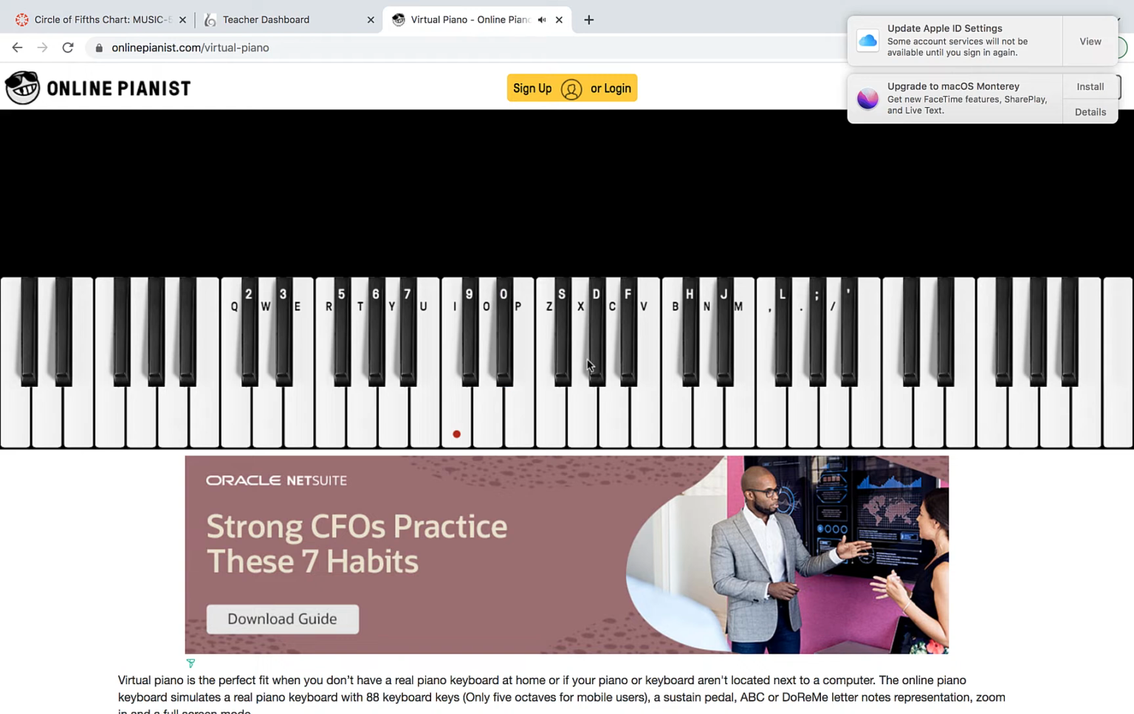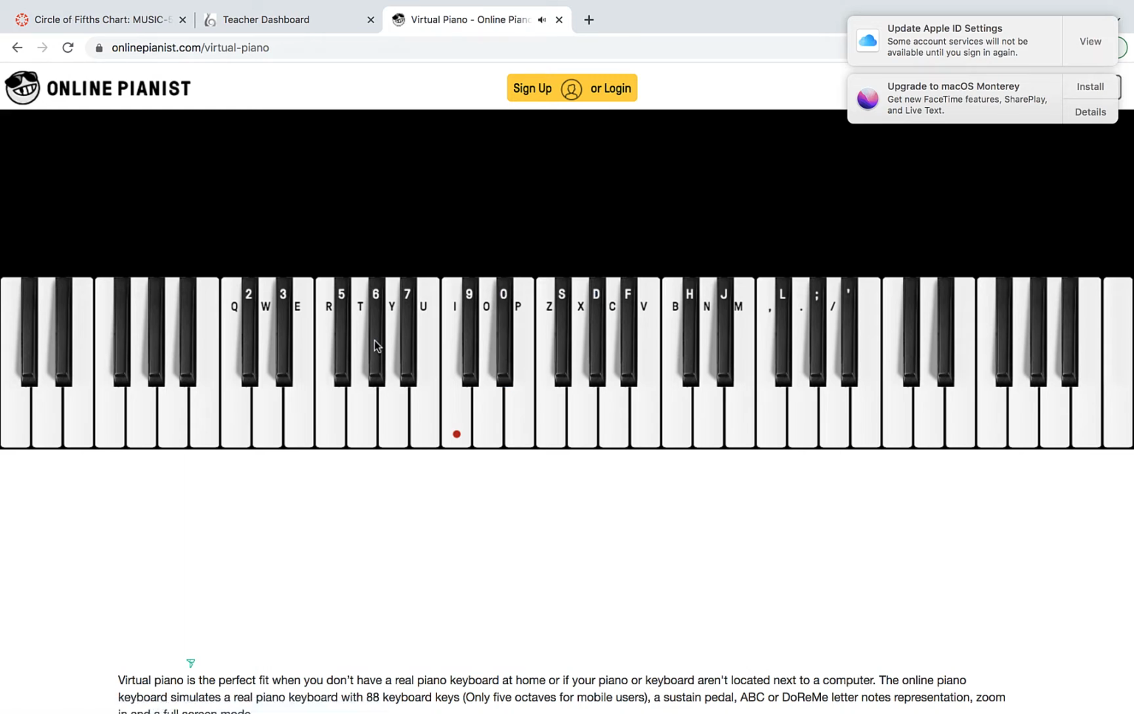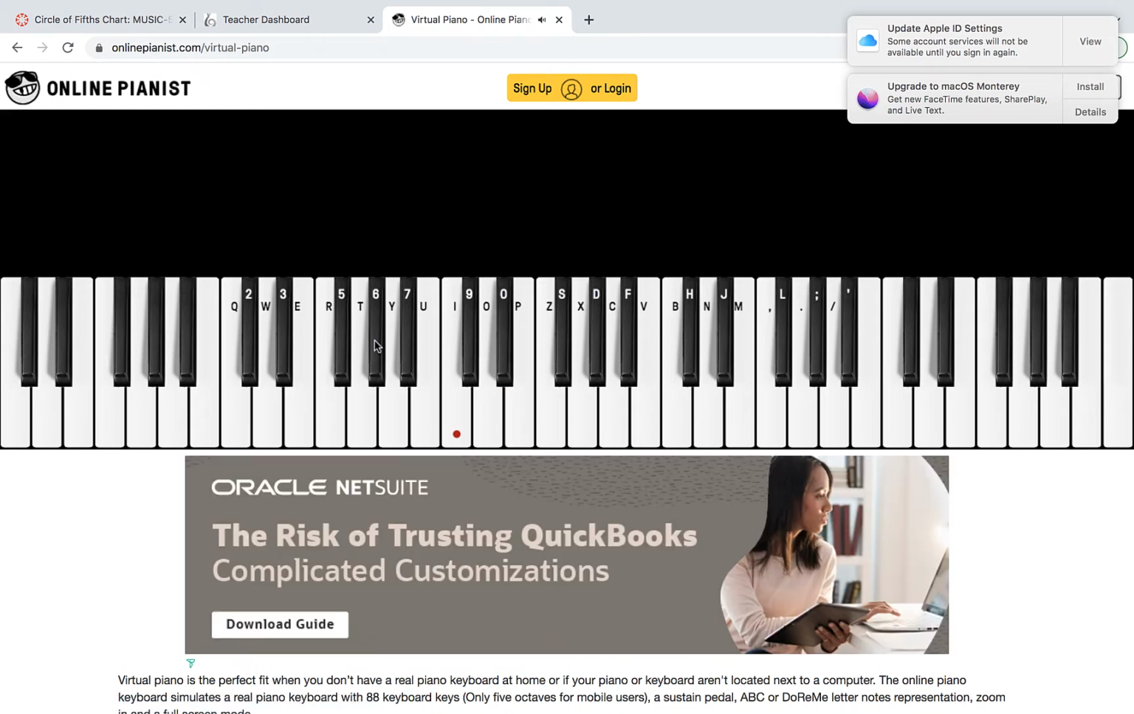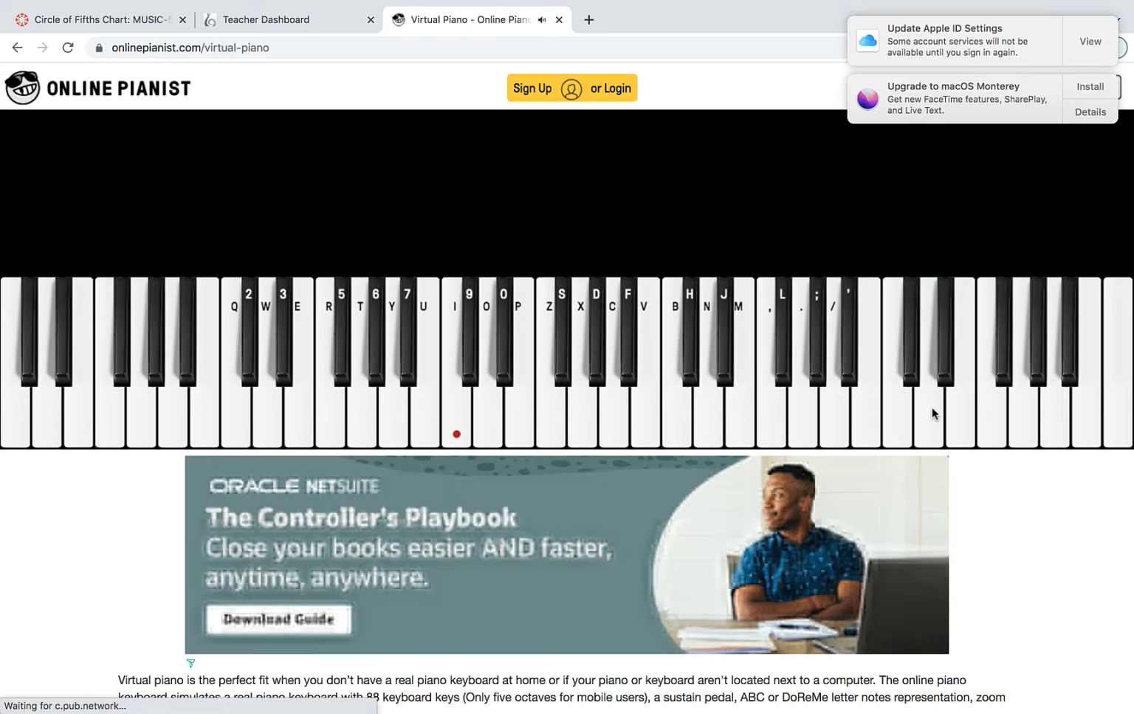And here's Home. Okay. Let's go to one more key. Let's just say the key of F. Here's the F scale. This is also an F scale. And this is also an F scale.